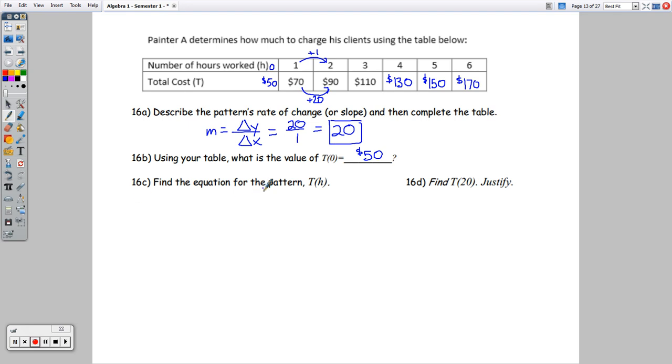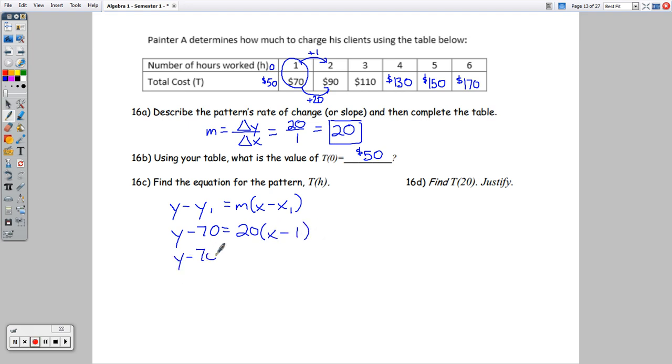So 16c, find the equation for the pattern t of h. So here, now we can use one of these points and use point slope form. So let's use this right here. And we're saying t of h, we'll get to the function notation at the end. So we're going to say y minus y1 equals m times x minus x1. We're plugging in 70, we're plugging in 20, and we're plugging in 1 for those values.